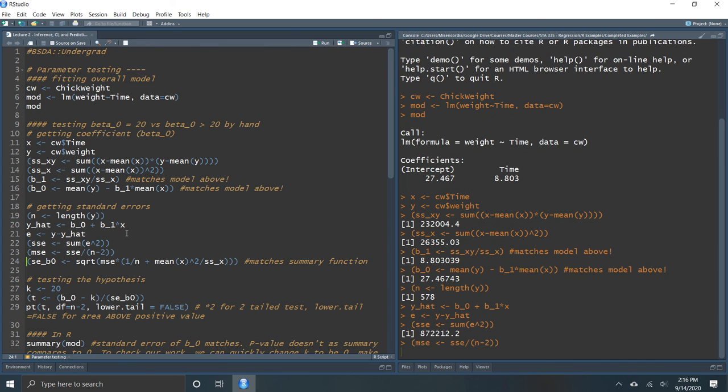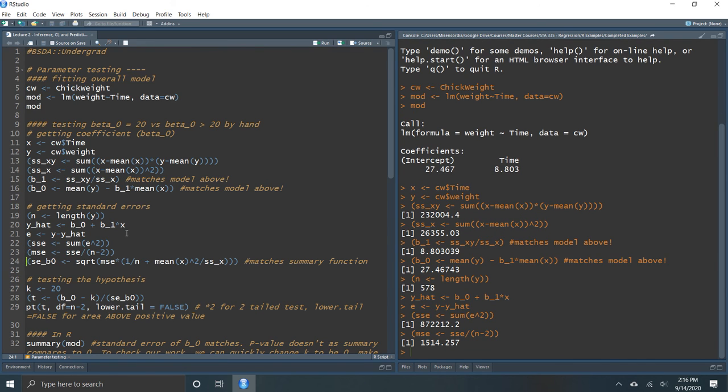And then the mean squared error is the SSE divided by n minus 2, and we'll call it n minus 2 because we're predicting 2 parameters. So when I'm doing my test of beta 0, I need to calculate the standard error of beta 0. So the standard error of beta 0, this is the formula.